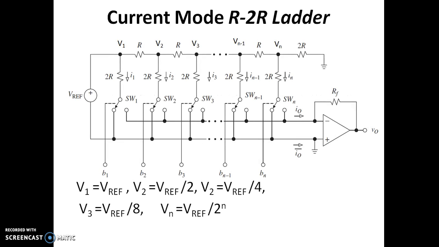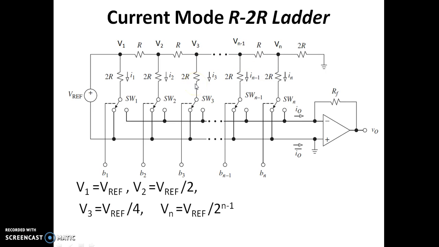Let us see the working of this current mode R2R ladder network. As you can see here, we have different nodes V1, V2, V3, Vn minus 1 and Vn. It is clearly evident that the voltage at node V1 happens to be V reference. Because of this R2R ladder network, the voltage at V2 happens to be V1 by 2, that is V reference by 2. Here it was V reference, now it is V reference by 2. The voltage at the third node, V3, happens to be V reference by 4. Likewise, the voltage keeps reducing.